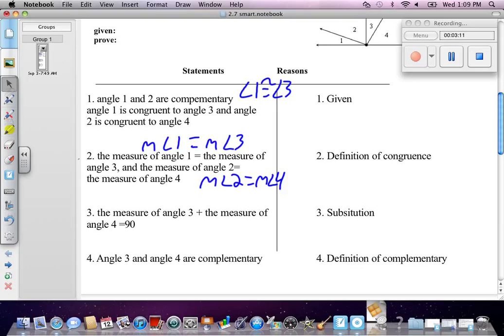So does it matter which one? No. The measure of angle 3 plus the measure of angle 4 equals 90 degrees. This is substitution. I know that 2 and 4 are equal and 1 and 3 are equal, and I know that 1 and 2 are complementary. So I did substitution. The measure of angle 1 plus the measure of angle 4 equals 90. Then I've got angle 3 and angle 4 are complementary by the definition of complementary.